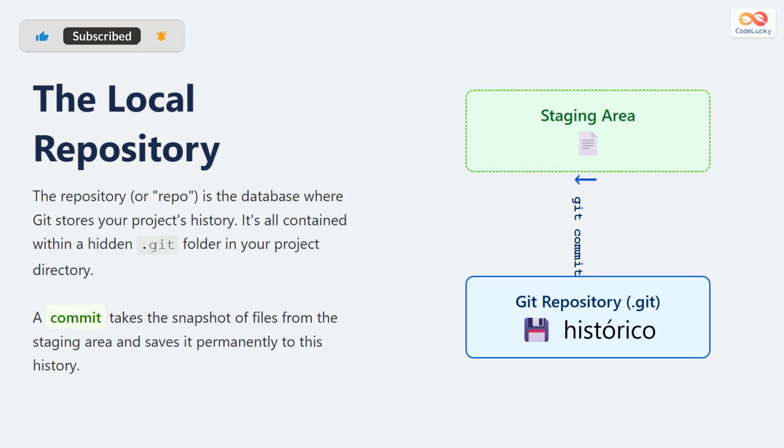The Git repository is the heart of your project's version control. It's a hidden folder named .git inside your working directory that contains the entire history of your project. When you make a commit, you are telling Git to take all the files from the staging area and save them as a new, permanent snapshot in the repository.